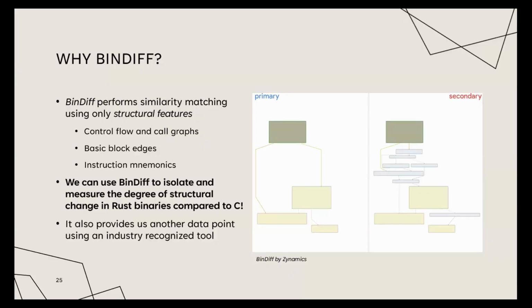It's 9:12. So what we wanted to do with BinDiff was start to answer the question of which features are causing this degradation in similarity scores. BinDiff is helpful here because one, it's industry recognized. It's a Google tool, so people use it everywhere. But BinDiff only uses structural features. BinDiff doesn't look at the data flow that BSIM does. It's only looking at basic blocks and instruction mnemonics. So it'll help us discern if our structural features are the problem or if the data flow features are the problem.